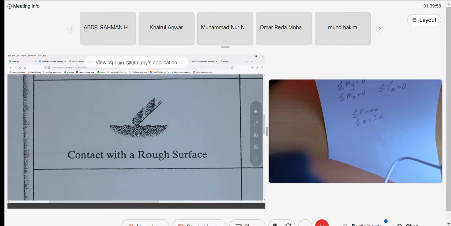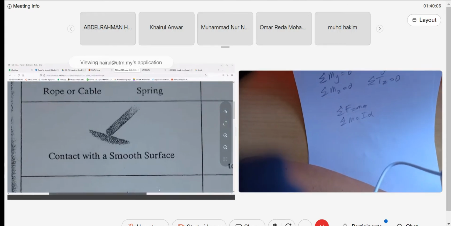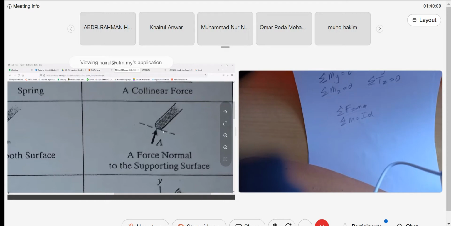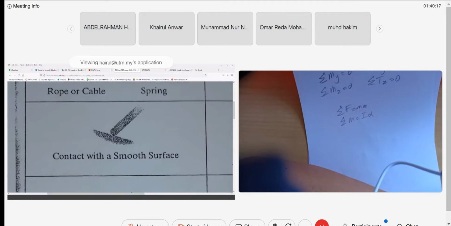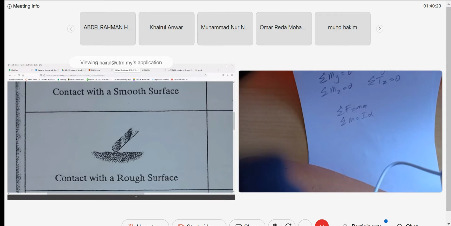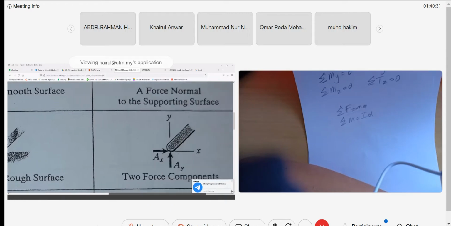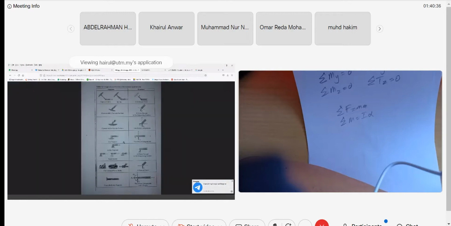Here we have contact with a rough surface. For a smooth surface, normal means always perpendicular. Your normal force is perpendicular to the angle of that surface. That is what is called normal. Since it's smooth, we don't have friction. But if we have a rough surface, there is friction. Of course the normal is perpendicular, but we still have friction due to the rough surface. Be careful: smooth surface, yes, but rough is different.